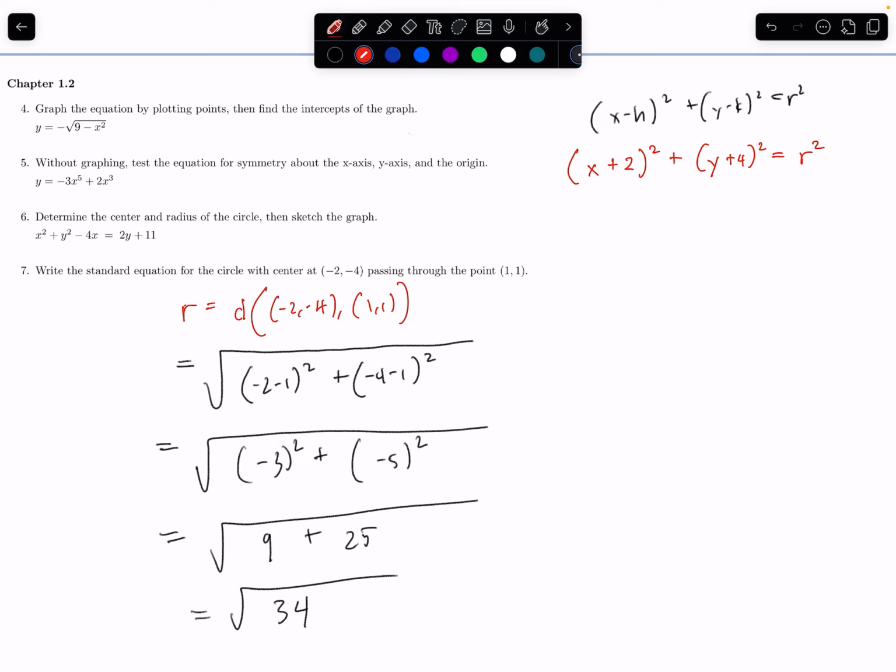So now we're ready to complete this thing. Let's write it in pencil again. So the final result: (x + 2)² + (y + 4)² = 34. That's it. This is my answer right there.